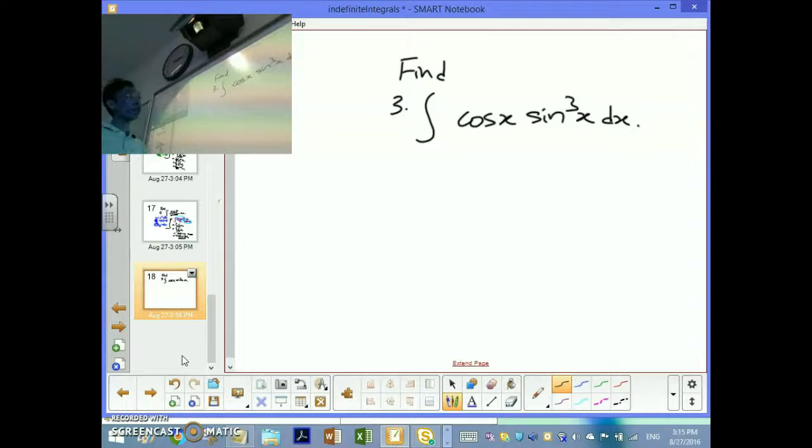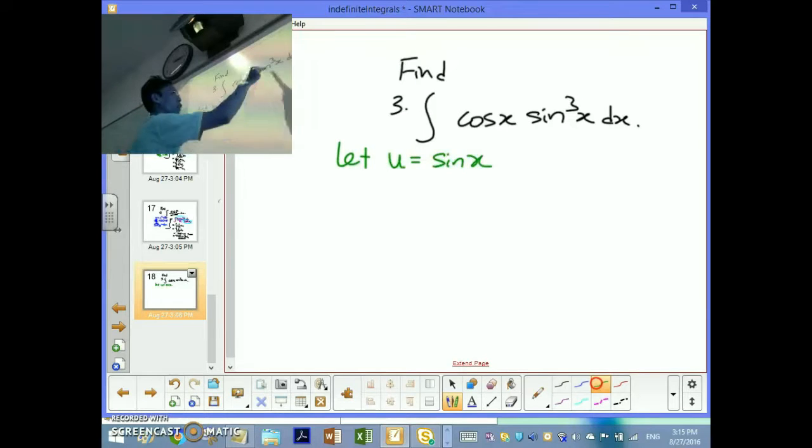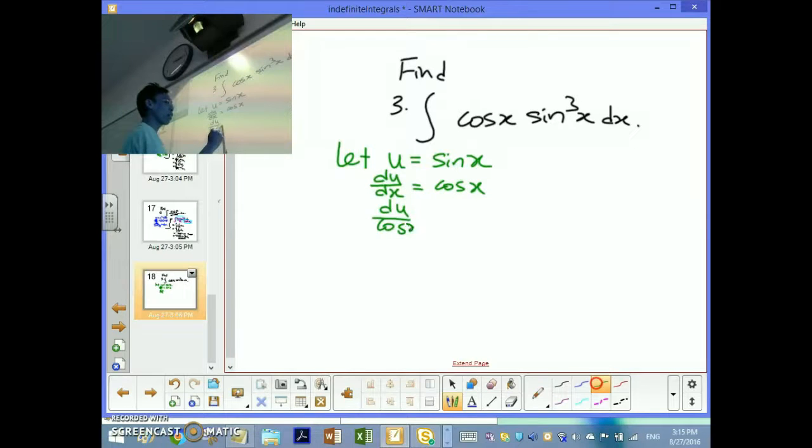Here is the last question. Again, you may want to pause the video, and when you're ready, press play again. Alright, welcome back. So we're going to let u be sine x, because sine x is raised to the power of 3. Alright, so du/dx in this case is going to be cosine x. And then du over cosine x is equal to dx.